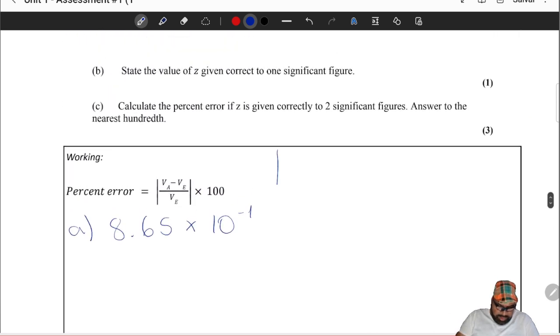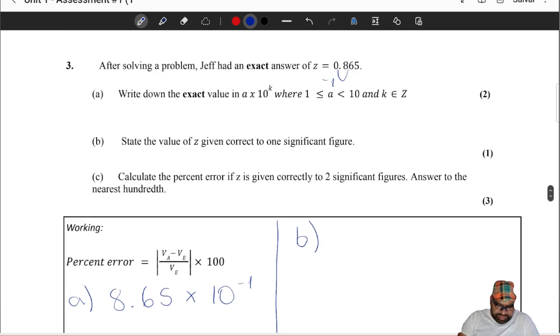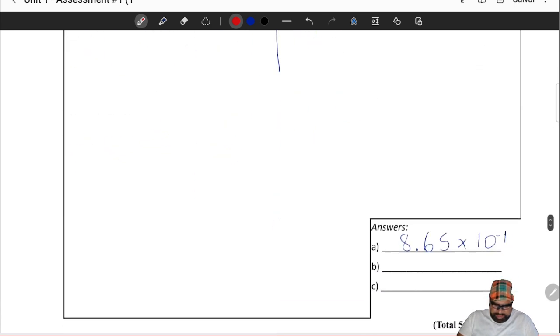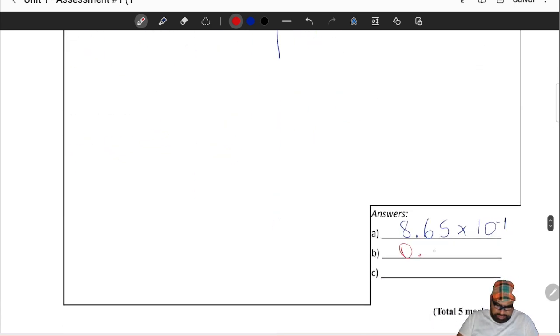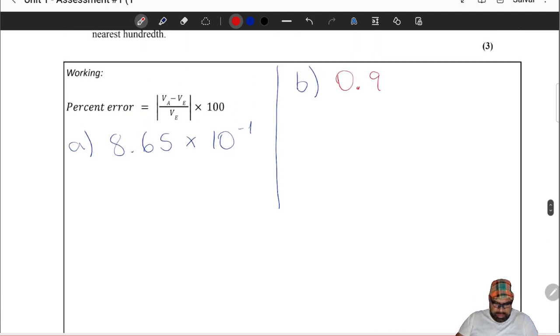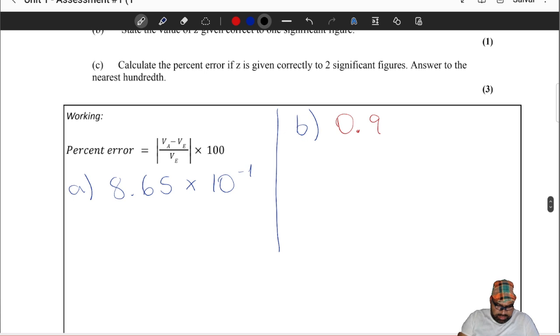Let's go to B. Write down in one significant figure. One significant figure, as we learned, is the first digit. 8. Round up or keep the same? Oh, we round up. 0.9. And my answer here is 0.9. Okay? Let's go to the last one.